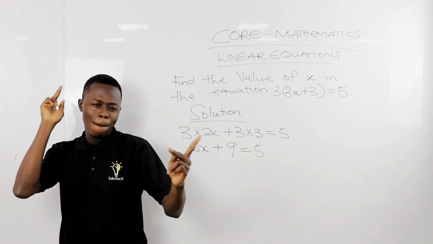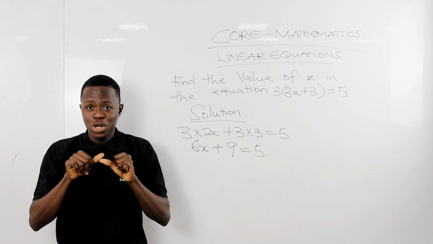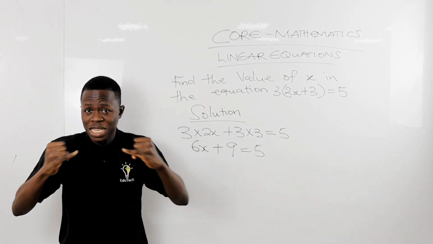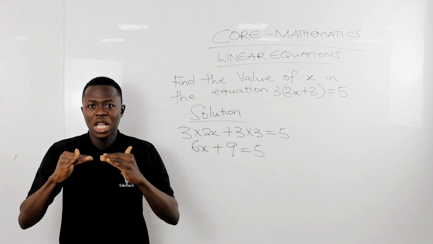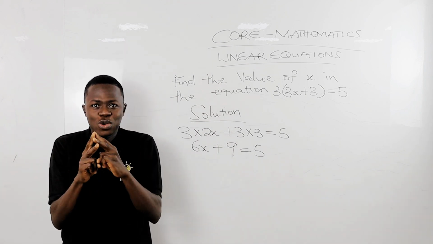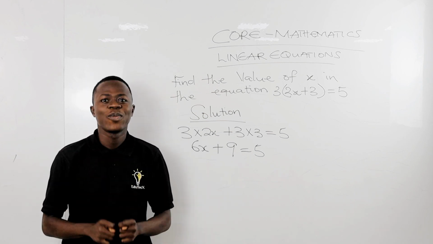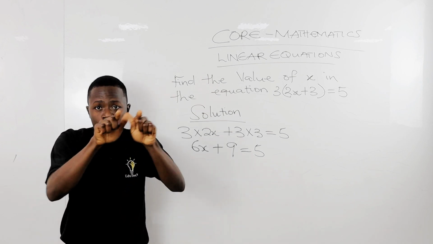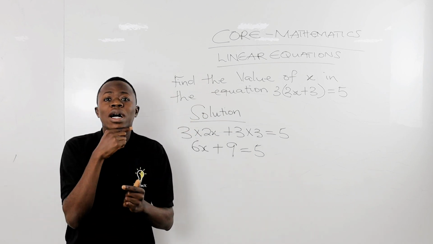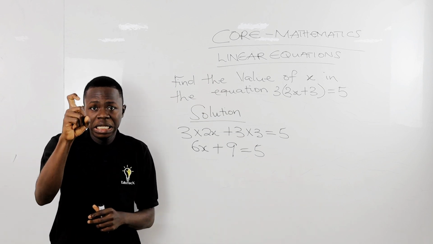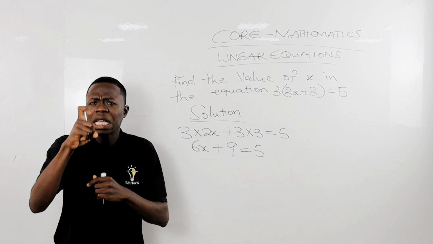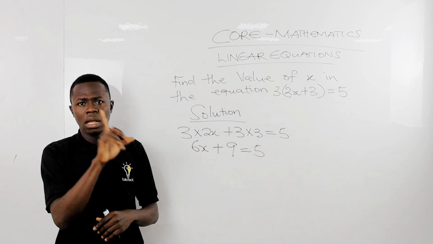Now let me ask you a question. Can we still see the bracket there? No, it's off. So that means that we've been able to expand our bracket and we have a linear equation just like the one we studied in the previous lesson. So we can follow the steps that we studied in the previous lesson, right? Good. So we know the first step is to group like terms. So let's try doing that.